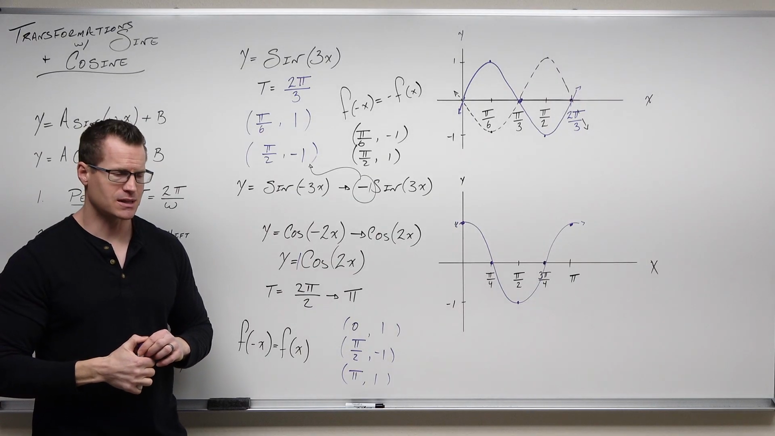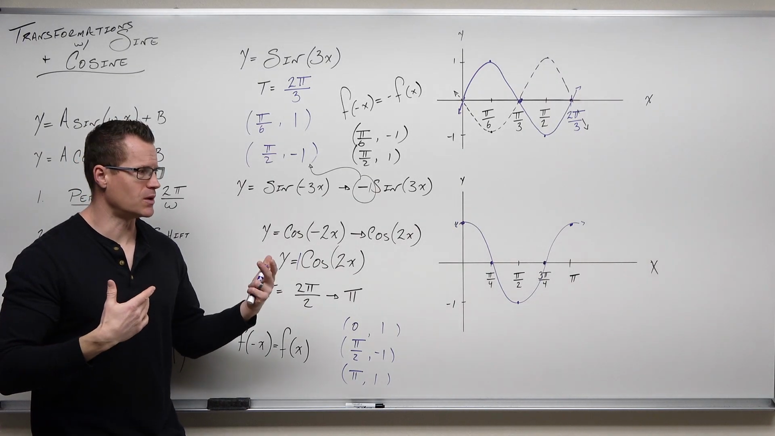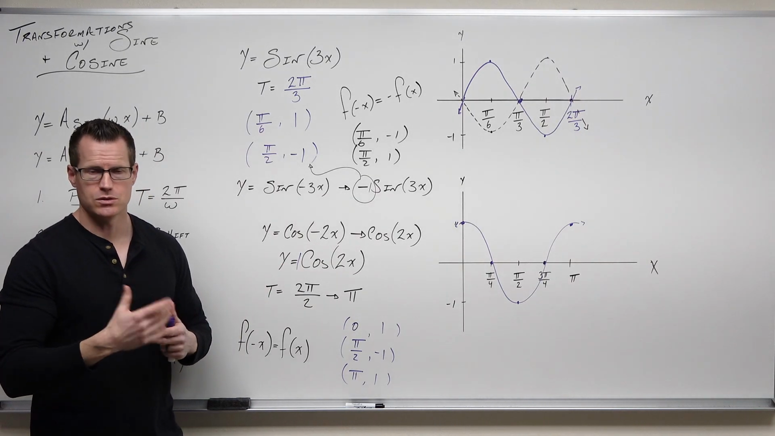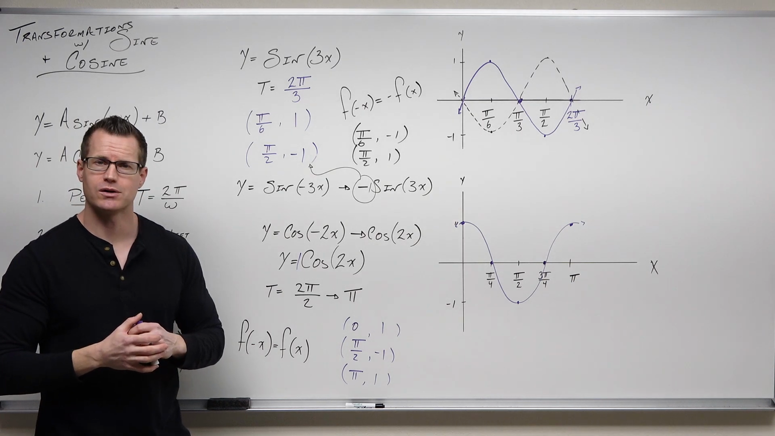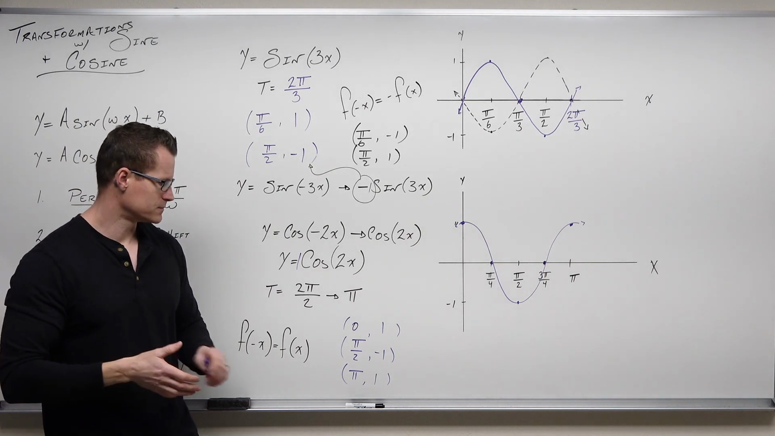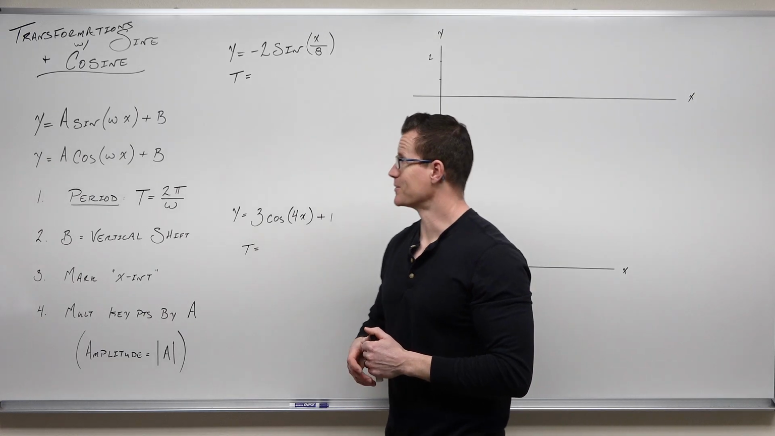I'm going to start building this in difficulty. We're going to talk about how to adjust both your period and amplitude in just a second. We'll talk also about how to put in a vertical shift there. All right, let's get after it. So we got a couple more.